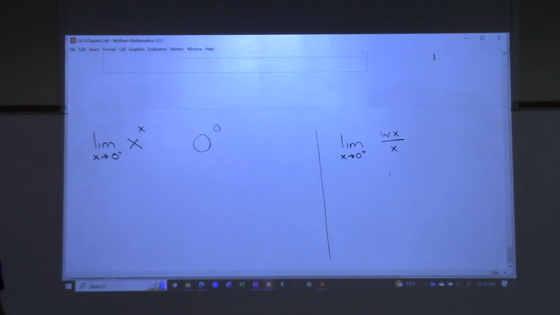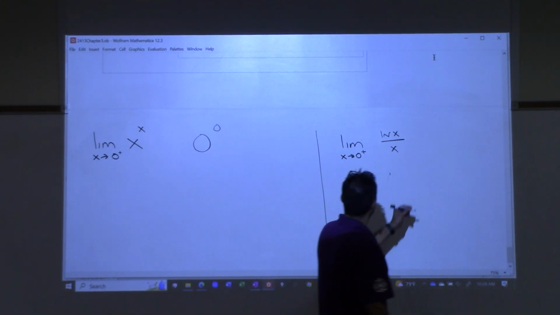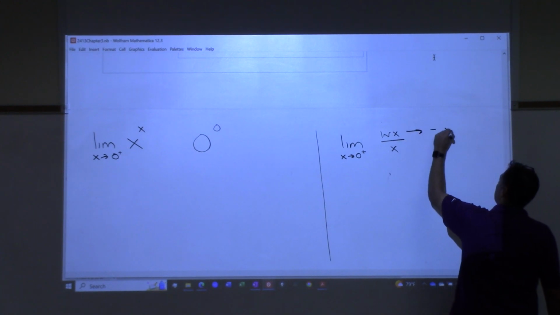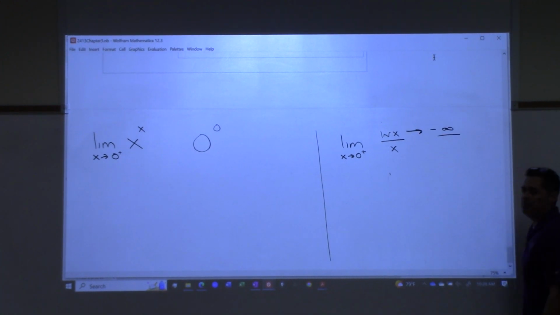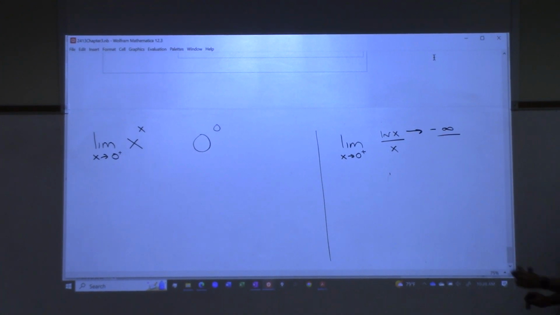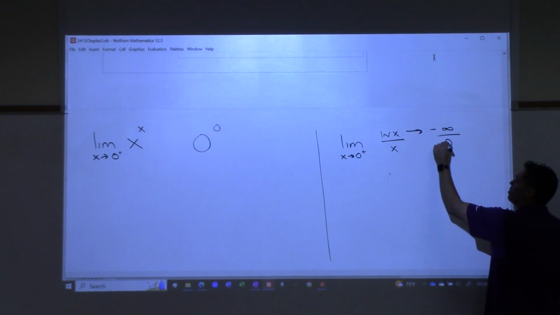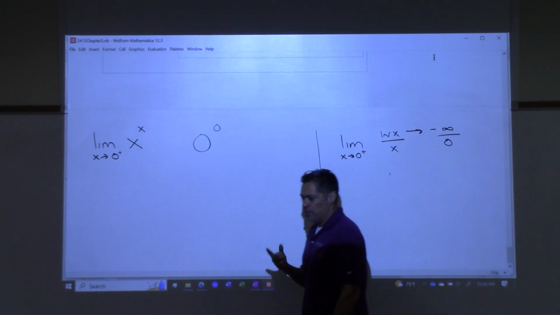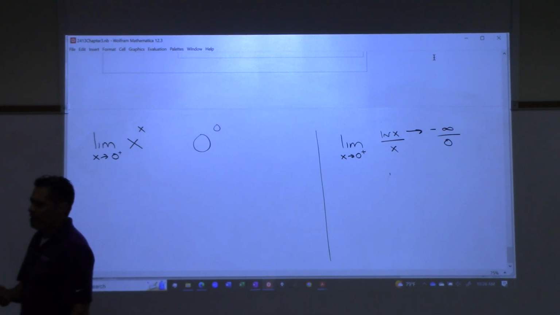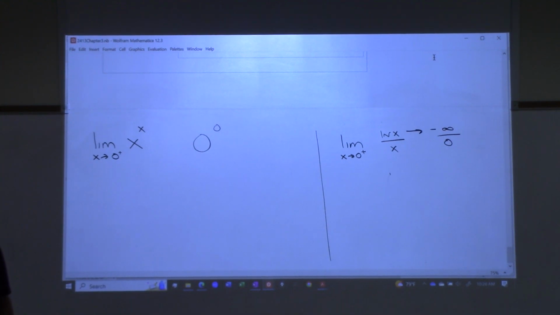So where's the top headed? Where's the natural log headed as you approach 0 from the right? Negative infinity, right? That's the one we just did a minute ago. So that's negative infinity over, where's the bottom headed? 0. This is what you're asking, right? Okay. So this is not 0 over 0. It's not infinity over 0.